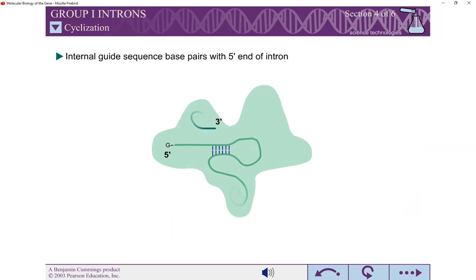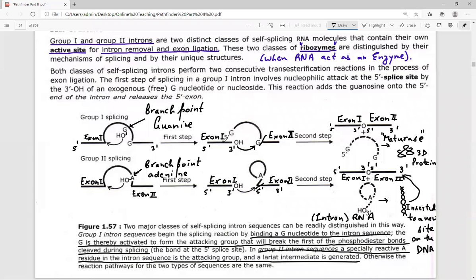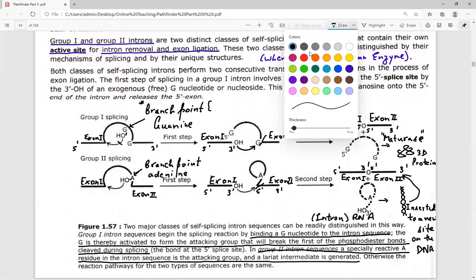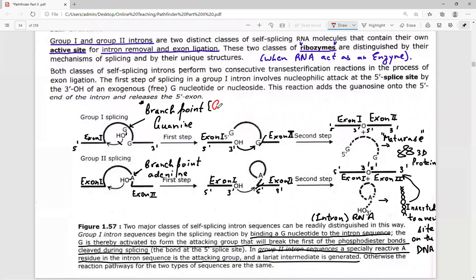intron. Now, one very important piece of information that you must note is that in the case of the group 1 introns, this guanine, which is acting like a branch point guanine, is actually binding to a pocket, and that pocket is called the guanine binding pocket.